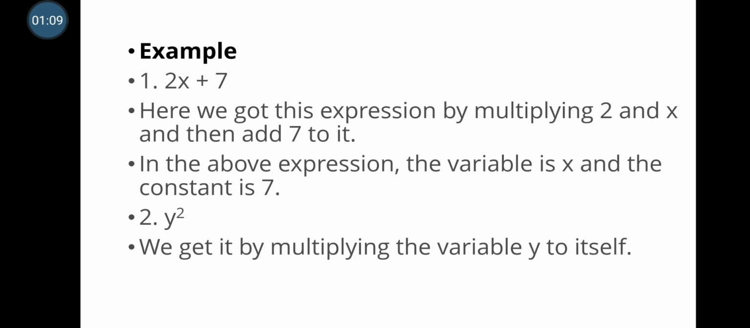Then for example, you can see 2x plus 7. Here we got the expression by multiplying 2 and x and then adding 7. In the above expression, the variable is x and the constant is 7. 7 is not multiplied by any variable, so it is a constant, and x is the variable.